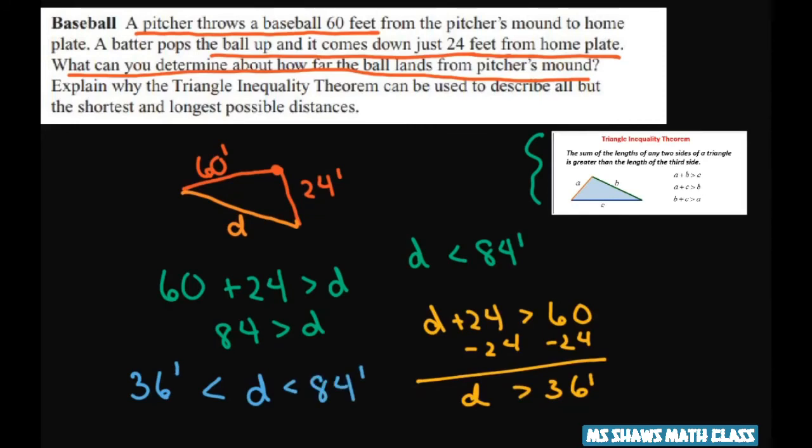Now, it says that can be used to describe all but the shortest and longest distances. It could equal it, but that's not what the question is asking. So we're going to take away these inequalities. It's not accounting for the 36 and the 84 feet.